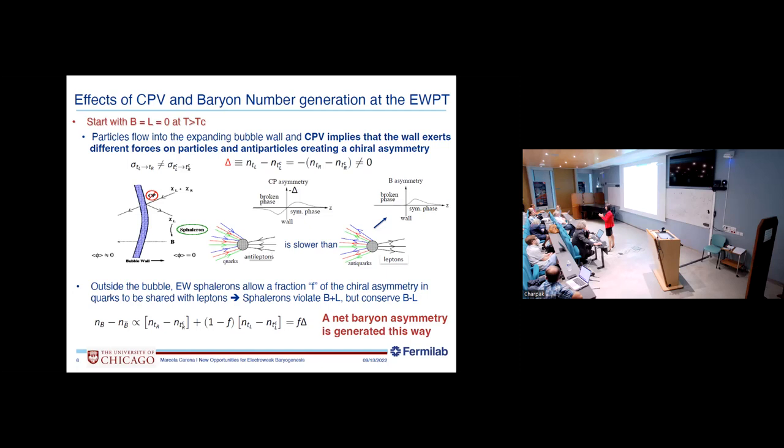Yes. Okay? The problem is I cannot generate, I have B equal to zero. How do I generate it? The sphalerons are generating this baryon asymmetry. Because of CP violation, I generate a CP asymmetry, which means that particles and antiparticles behave differently. And this is this equation. This is just an assumption. No, this is not an assumption. Well, if you don't believe that you have CP violation, yeah, I need CP violation. That is an assumption, yes.